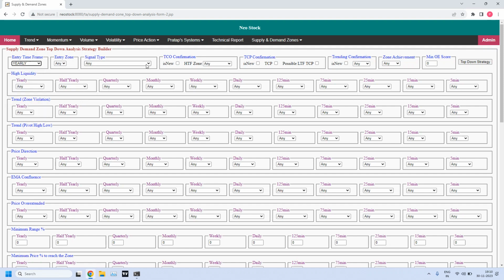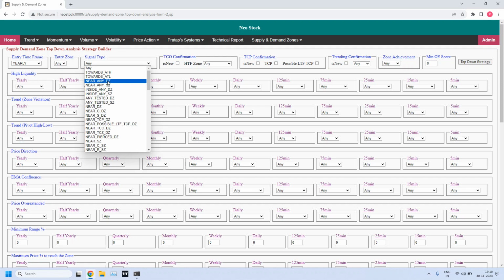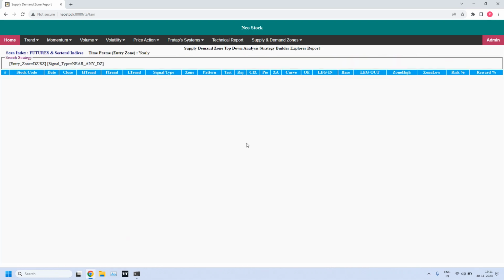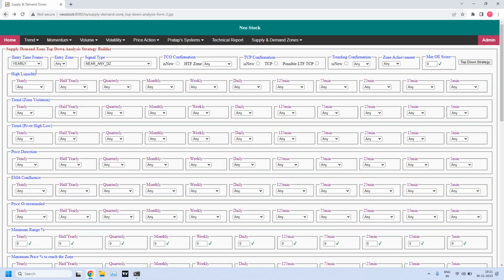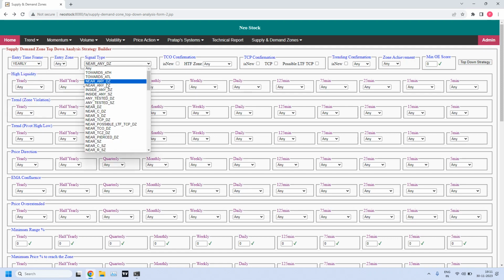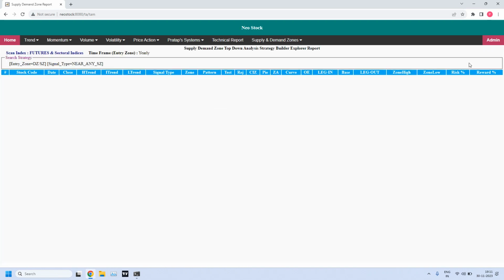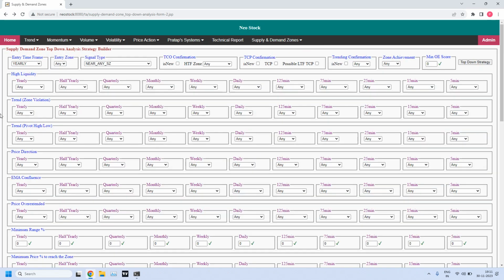For the yearly time frame, let us find the stocks near the yearly demand zone. No stocks are there. And for the yearly time frame, let us look into the stocks near yearly supply zones. No stocks are there. Now we will generate for the half yearly time frame.